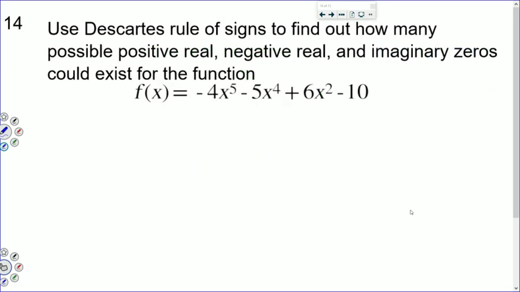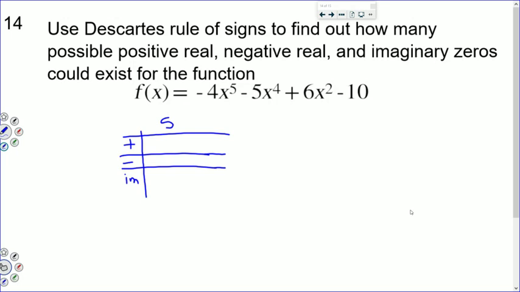Use Descartes' rule of signs to find out how many possible positive real, negative real, and imaginary zeros could exist for the function as given. So we have some positive real solutions, some negative real solutions, and some imaginary solutions. I know your actual exam review gave directions a little bit differently, but this is what I'm going to be looking for. We have 5 total because we have a 5th degree function. Okay, we have a quintic function.